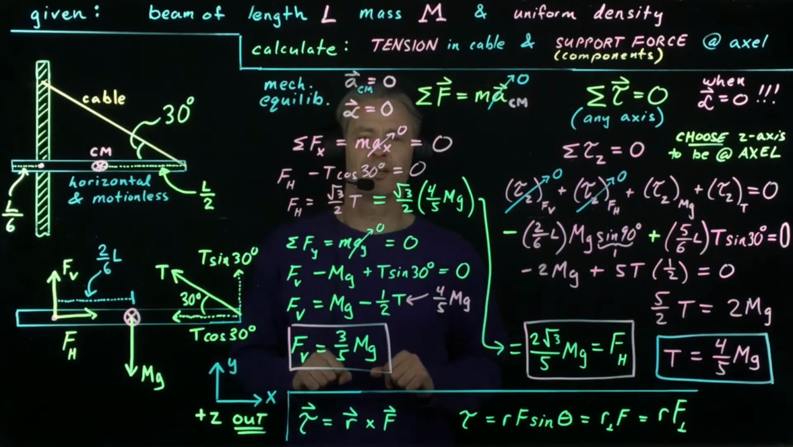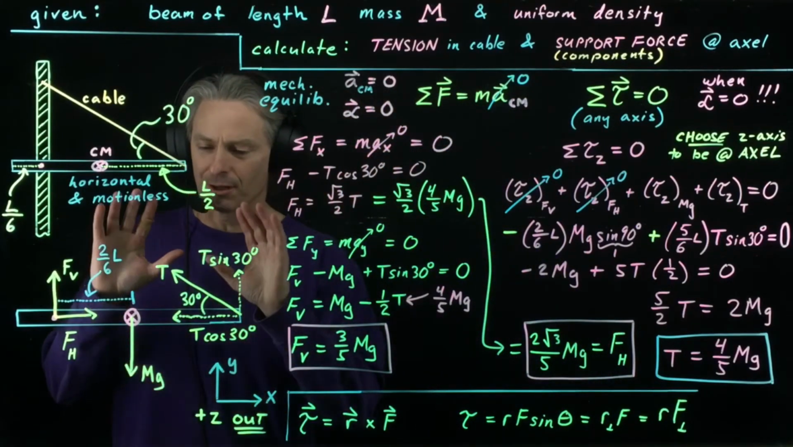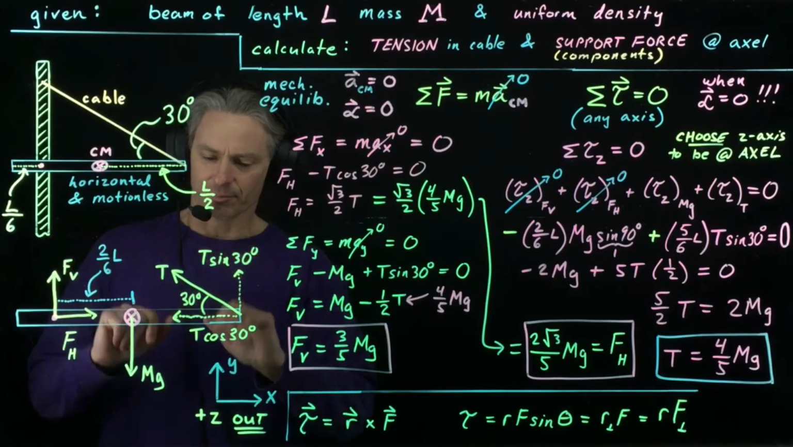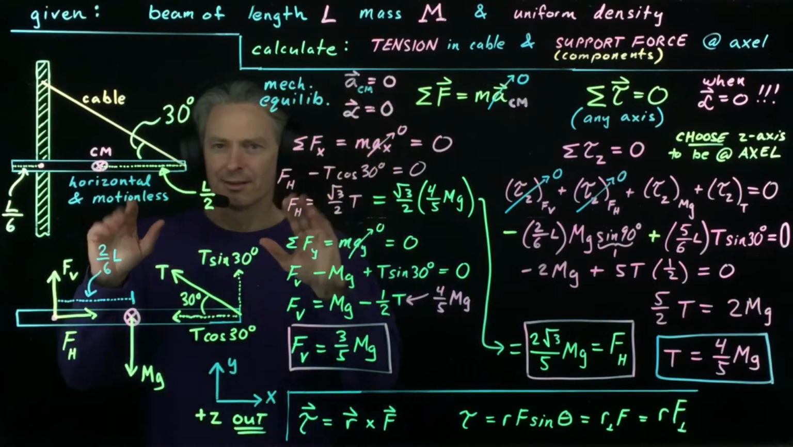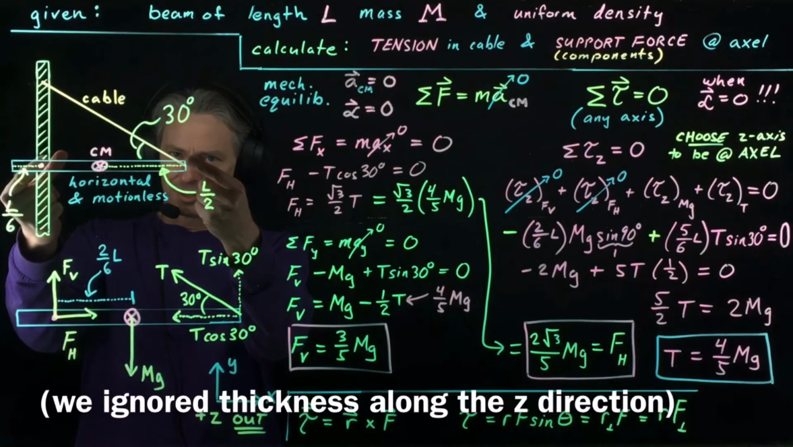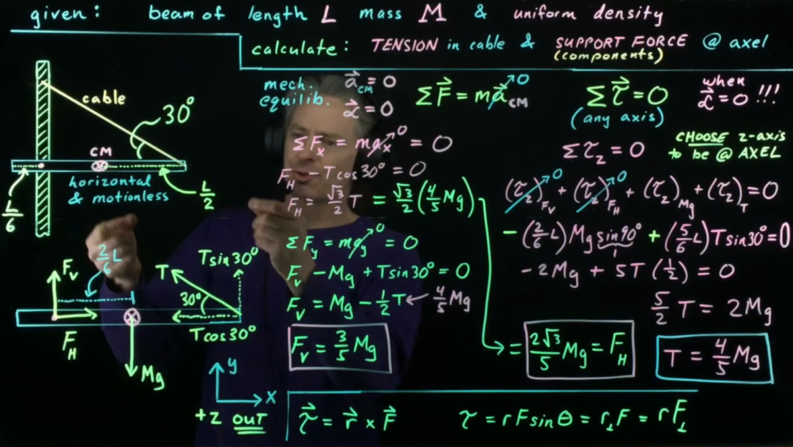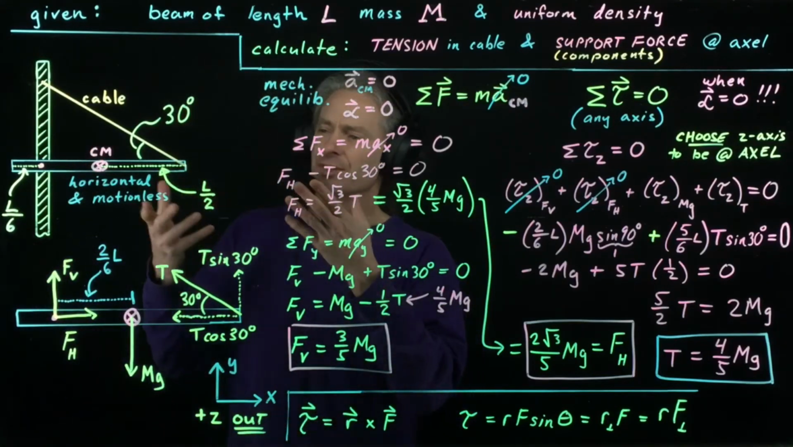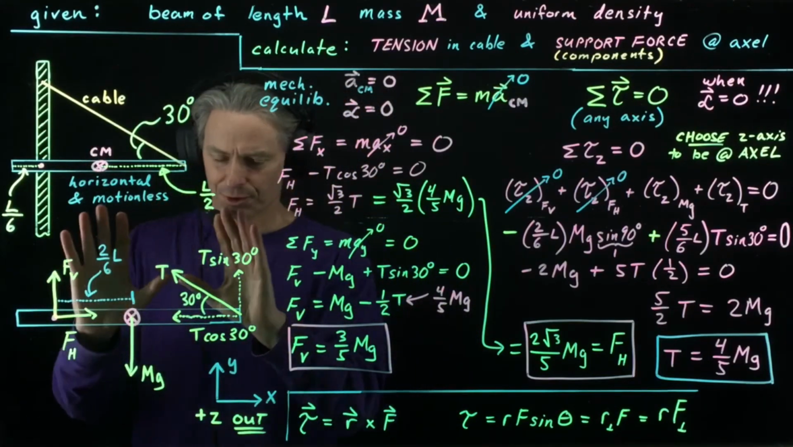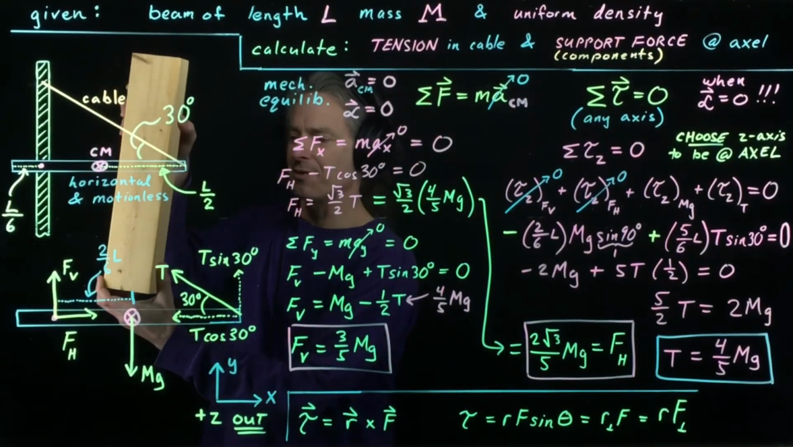Before I sign off, I have 2 final comments. The first comment relates to all our forces being in a single plane. That turned out to be the case because we ignored the thickness of this beam. Now, even in situations where your beam has thickness, you could still have a situation where all your forces are in a single plane. So imagine I've got this beam, it's got thickness.